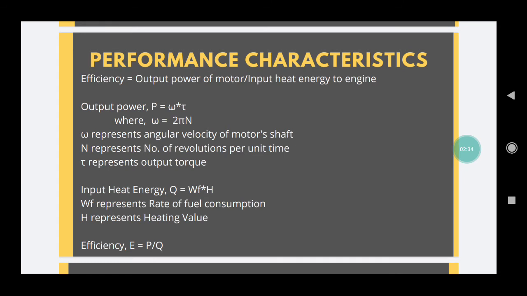And our input will be nothing but the input heat energy, the amount of heat energy we are giving to the prime mover, denoted by Q, and it is given by the formula WF into H, where WF represents how much fuel it is consuming per unit time, and H represents the heating value. Heating value means how much heat it is going to produce per unit mass. So our efficiency will be given by P by Q.